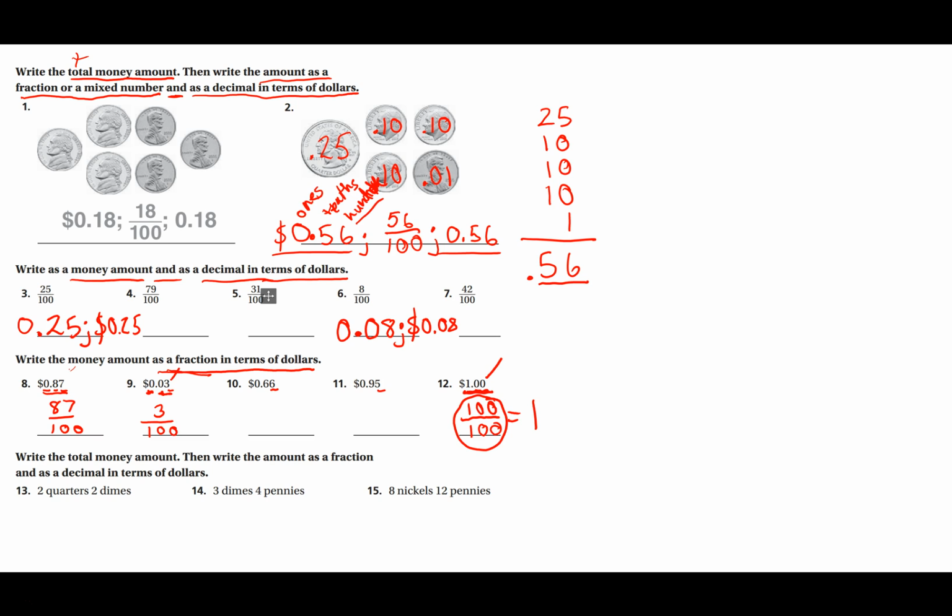Okay, bottom set of directions, write the total money amount, then write the amount as a fraction and as a decimal. So you're going to be doing it just like we did up here. The only difference between these problems is they didn't give you the pictures. They just told you you have 2 quarters and 2 dimes. But you want the same 3 answers as a money amount, as a fraction, and then as a regular decimal without the $ sign in front. So you're actually going to have 3 answers for 13, 14, and 15.